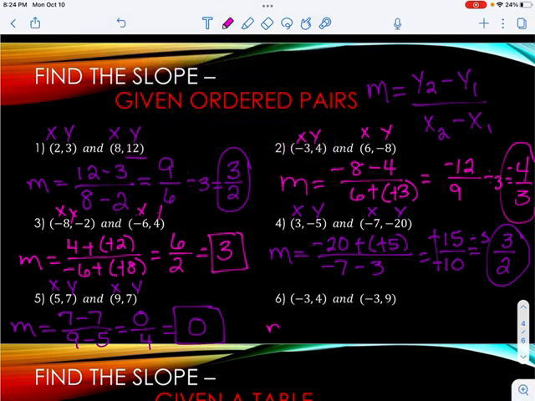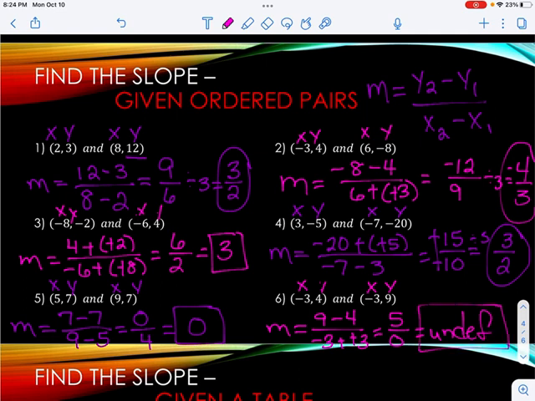My last one here of this type of problem, when I come in, I've got x, y, x, y. And I'm going to say 9 minus 4 over negative 3 minus negative 3, which becomes plus a positive. 9 minus 4 is 5. Negative 3 plus 3 is 0, which is going to be undefined slope. So the line containing those 2 points would be an undefined slope.